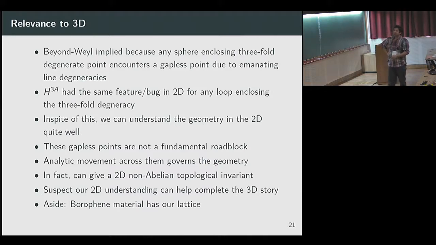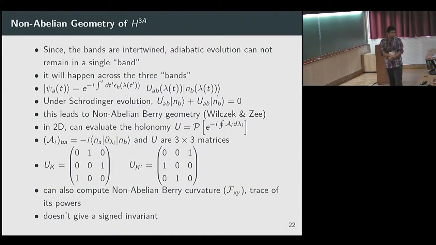Just an aside, the borophene material does have such a lattice, but I couldn't find in the literature whether these kinds of threefold degeneracies are present in the band structure, even somewhere deep inside, not near the Fermi surface. So I can present this calculation since I have some time.